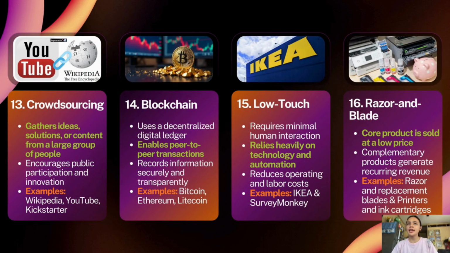So, for the 13th type is crowdsourcing. In this model, they first gather ideas from a large group of people so that they could produce a product or entertainment that could help them earn money. So, Wikipedia and YouTube are widely known to have this business model. Next is blockchain. Like what Bitcoin and Litecoin do, they enable peer-to-peer interaction or transaction so that they can remove the need for traditional financial institutions like banks or payment processors that could reduce their income.